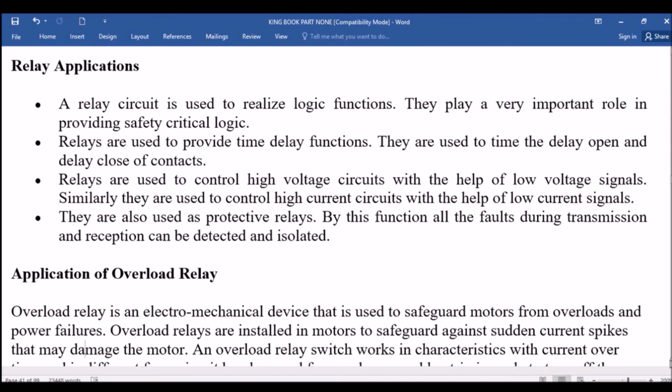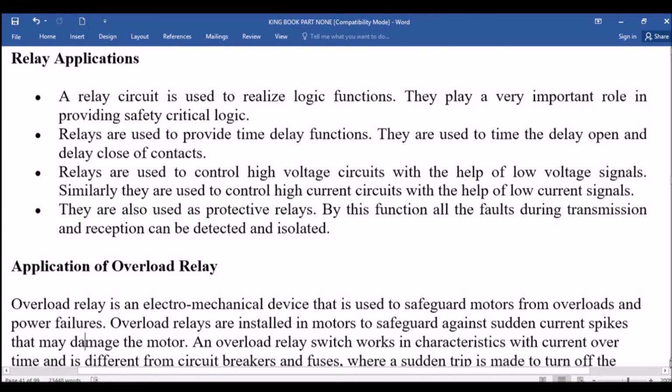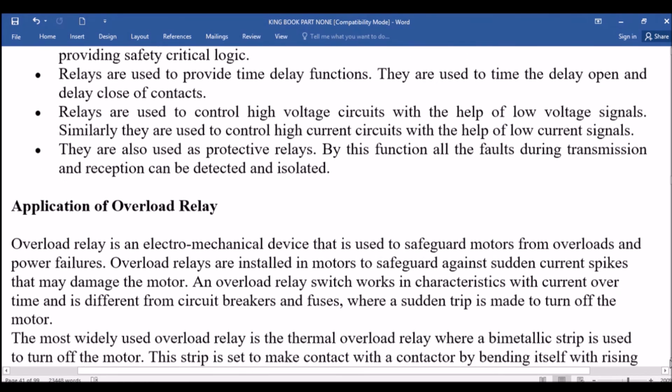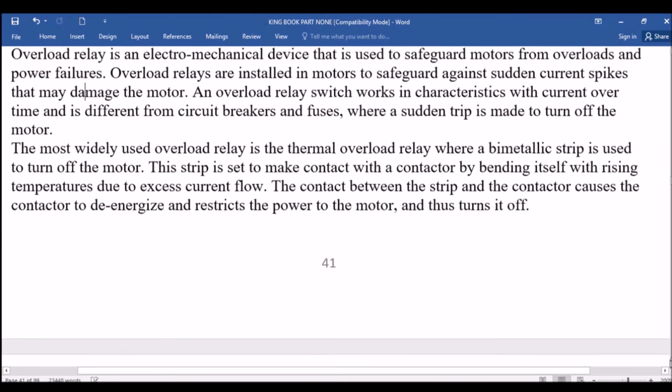We will do different circuit practice of a relay. You will see these applications where we can use a relay for controlling high voltage circuits with the help of low voltage. We will see this in our next session.